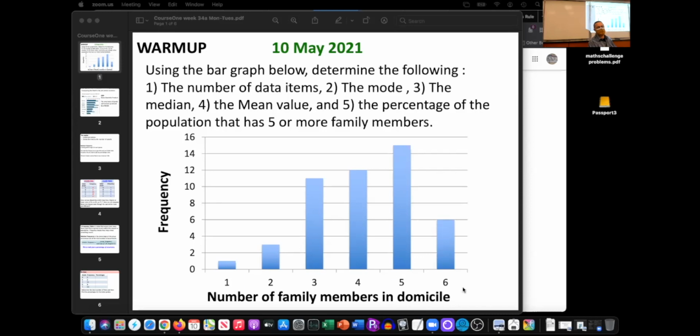So family members might live in the same address, and everybody who lives together in that same address is referred to as a domicile. So you might live with your grandparents, right? Maybe you have your grandparents and your mom, and you, your brother, and your sister. So however many people that is, that's what's being counted down here.